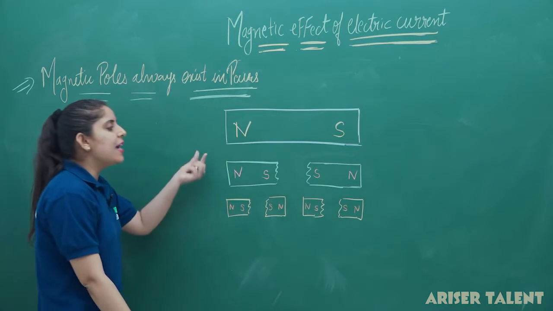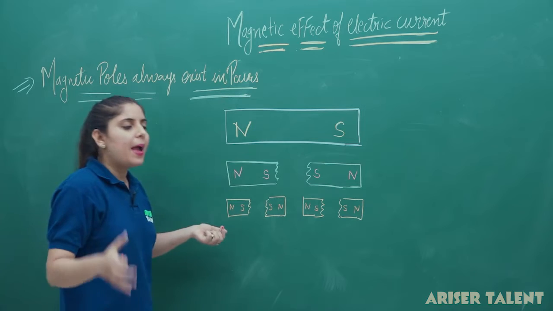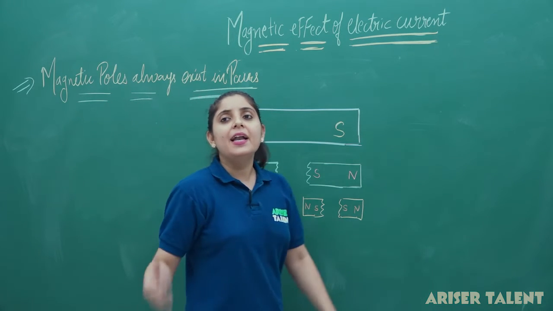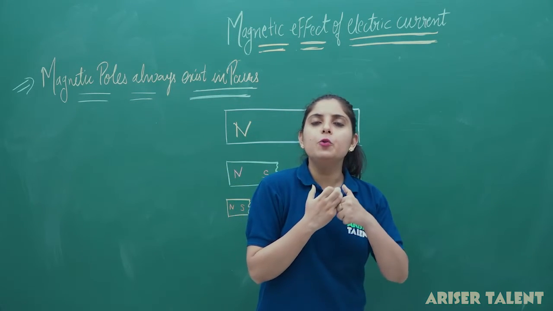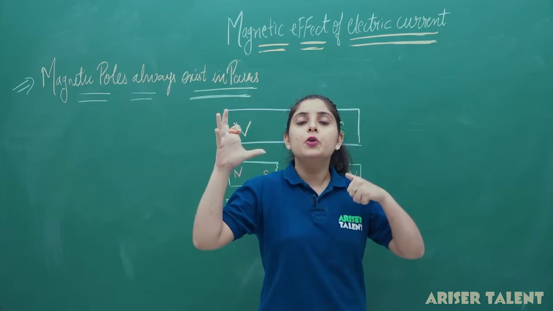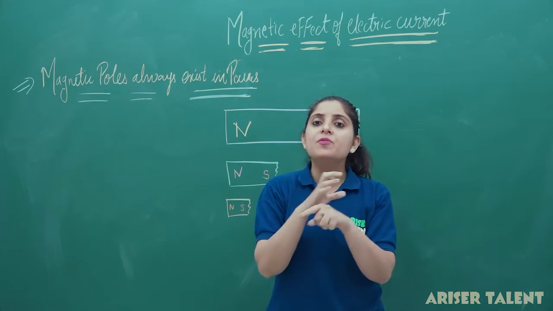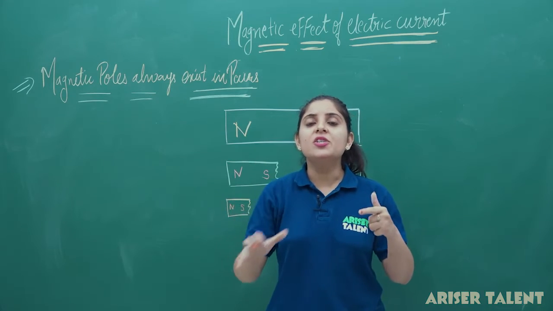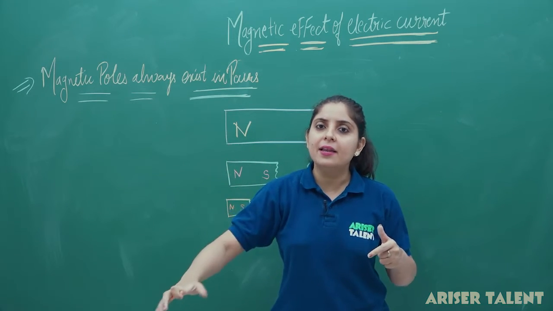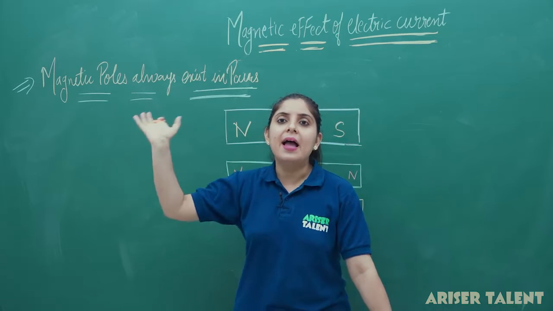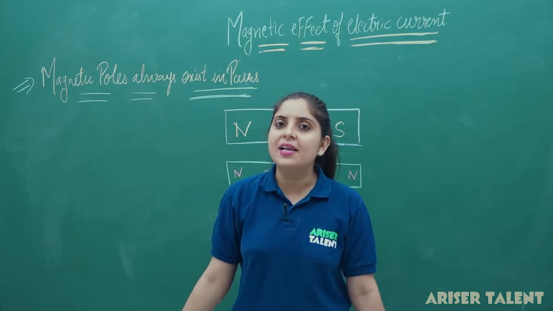So it means this activity is concluding that if you keep hammering the magnet, and if you break the magnet into a large number of pieces, you will see that the magnetic poles will not be separated. Each time you will get new poles again and again. This activity is showing that magnetic poles always exist in pairs.